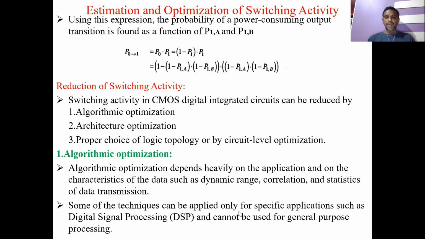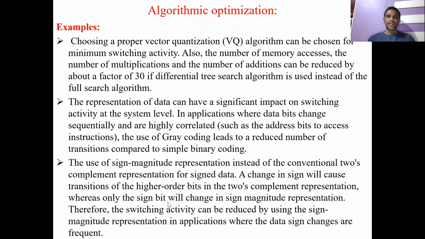Some of the techniques can be applied only for specific applications such as digital signal processing, DSP, and cannot be used for general purpose processing. That means DSP will be used only for signal processing purposes, not for general purpose. That is one example. We have many examples of how we can choose an algorithm to reduce or optimize the switching activity.